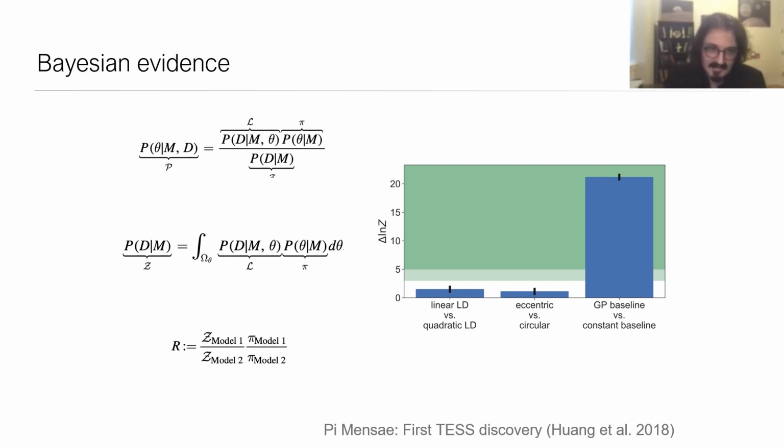And the Bayesian evidence is the evidence of one model divided by the other and also renormalized by the prior. Well, we usually give equal priors to different competing models. So that just means that we compare the Bayesian evidences for two different models. Here on the plot, you can see a couple of examples. You can compare linear versus quadratic limb darkening. You can compare eccentricity versus circularity, or you can compare different baselines. You can compare different numbers of flares or spots, or you can compare, for example, TTV versus no TTV.